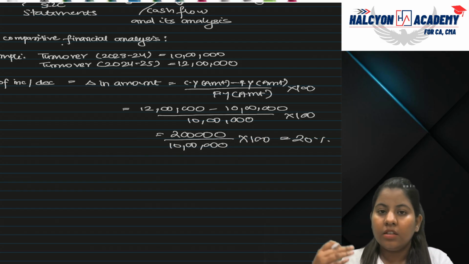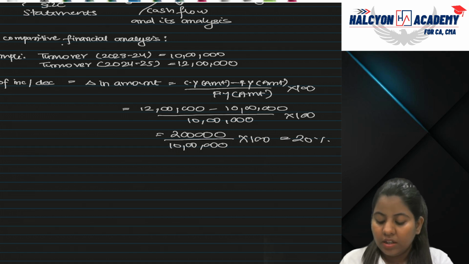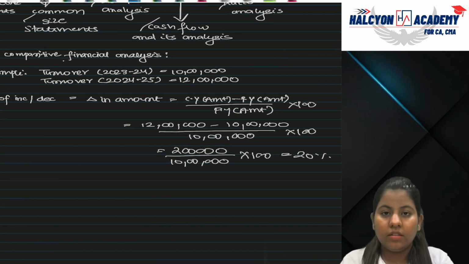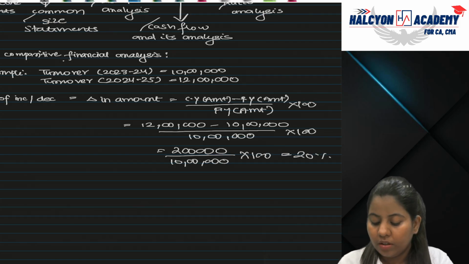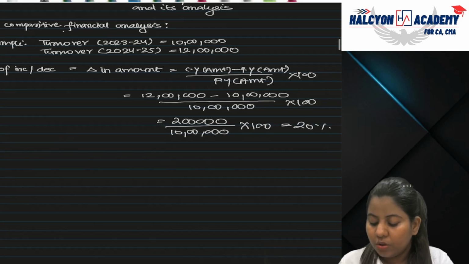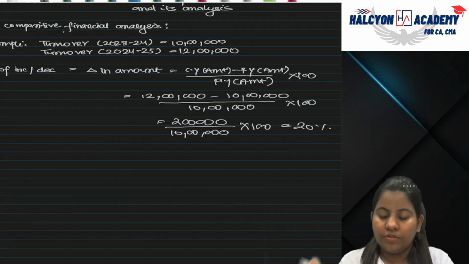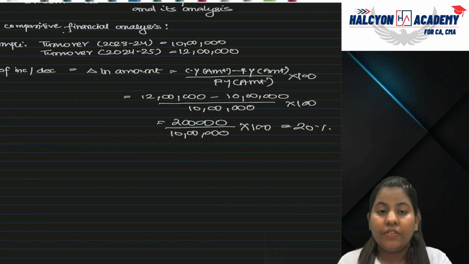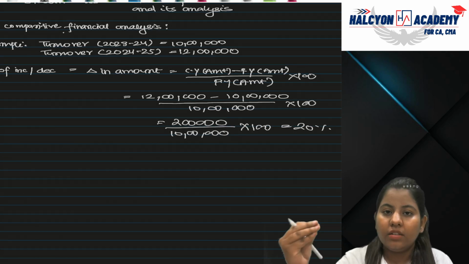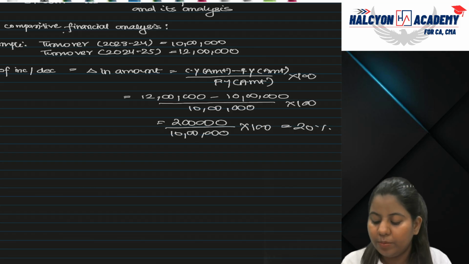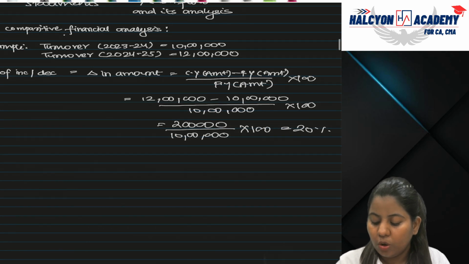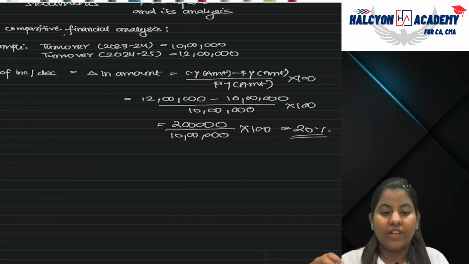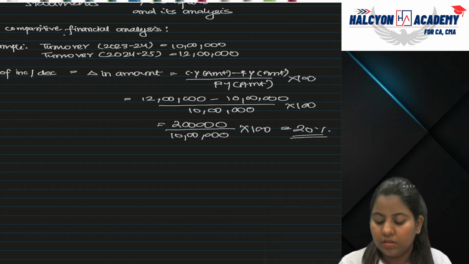And see, the answer is positive. That means it is increasing. Obviously, it has increased from 10 lakh rupees to 12 lakhs. Whenever the current year amount is greater, the answer will be positive. So if the answer is positive, that means it is increasing.